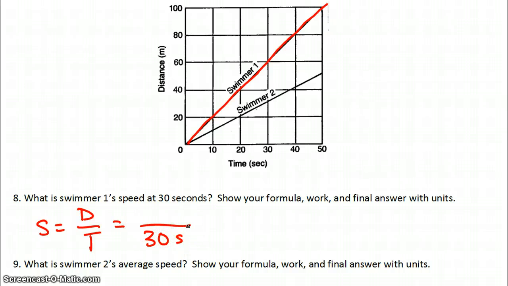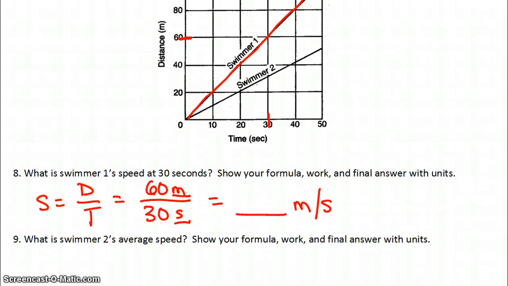But we need to know the distance at 30 seconds. So at 30 seconds right here, if we travel that up and over, we can see swimmer 1 had gone 60 meters in 30 seconds. So if you divide that out, make sure you include your appropriate units for speed, meters per second.